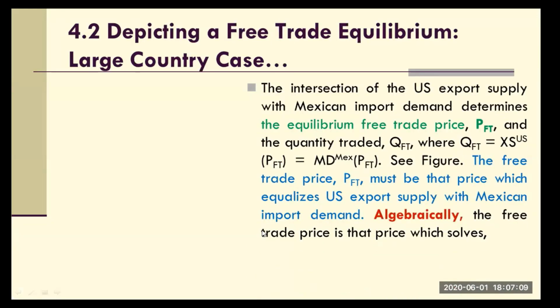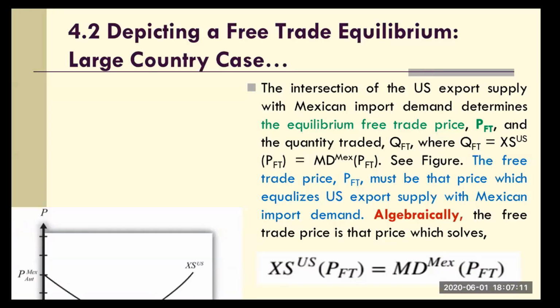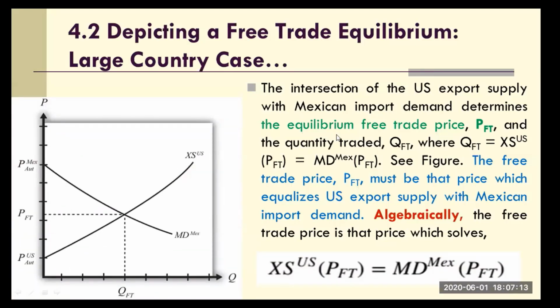So the intersection of the US export supply with Mexican import demand determines the equilibrium free trade price, okay? That is PFT. How can we get this PFT? Free trade, the price of free trade. That means where the demand of Mexico and the supply of the US are just equal. That is the intersection point.